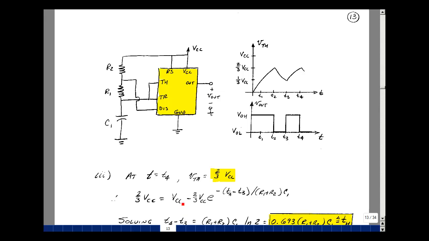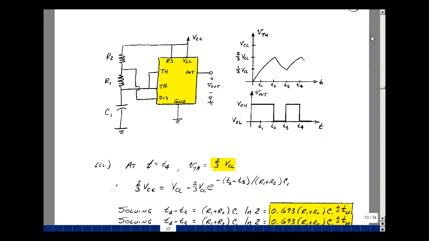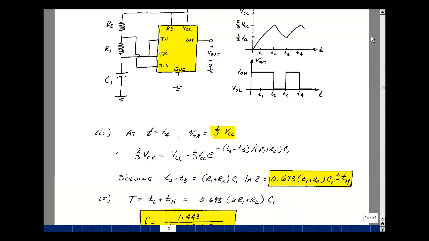For the capacitor voltage, or the threshold voltage, it was VCC minus 2/3 VCC e to the minus quantity T minus T3 over R1 plus R2 C1. So the value at T equals T4 is 2/3 VCC, so plug that in for T4. I didn't show all the algebra here, but I'll let you figure it out. The difference between T4 and T3 is R1 plus R2 C1 times the natural log of 2, which again is 0.693. And this is going to be the interval where the output's high, so I'm going to call that T sub H. So we're getting a repeating, it looks like a square wave, depending on the time intervals that we have here. We'll talk about that in just a second.